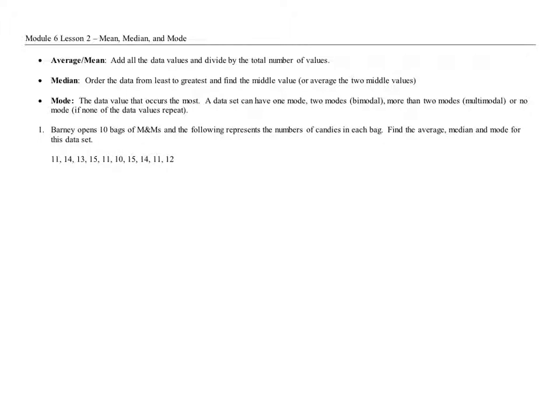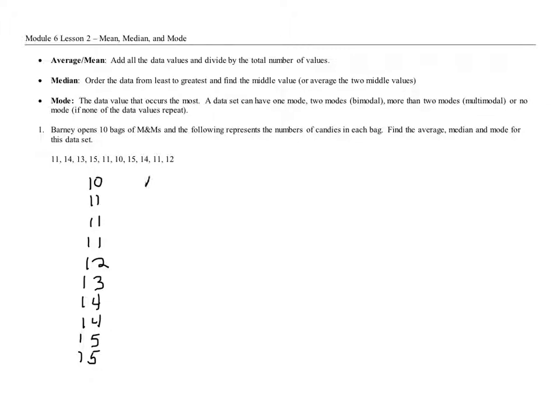So let's do the first one. Barney opens 10 bags of M&Ms, and the following represents the number of candies in each bag. Find the average, median, and mode for this data set. The first thing I'm going to do is order the data from smallest to largest. I'm going to write it downward: 10, 11, 11, 11, 12, 13, 14, 14, 15, and 15. This will help me organize.